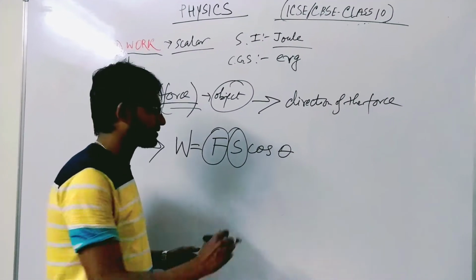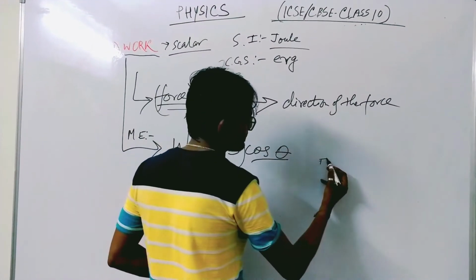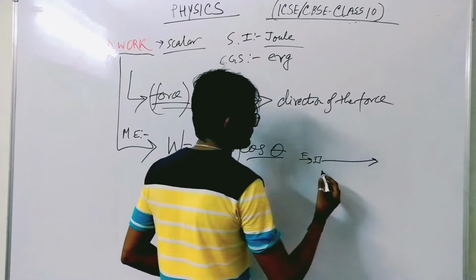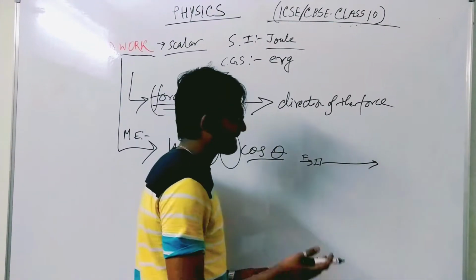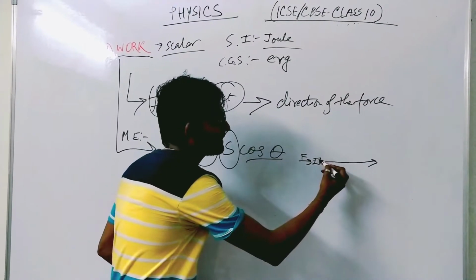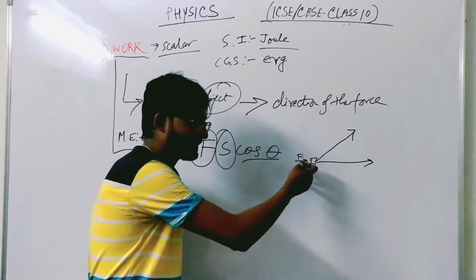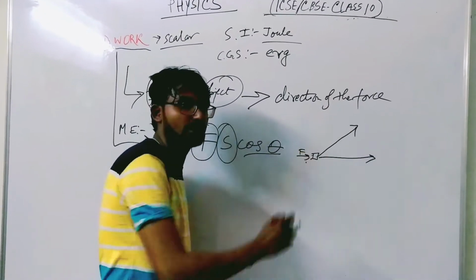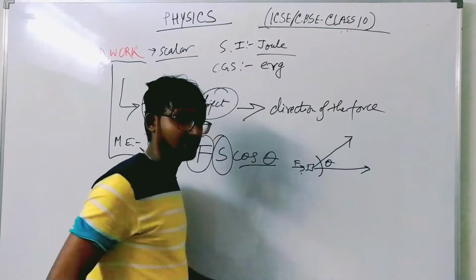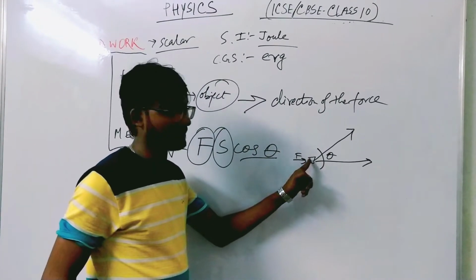So that is S, and cos theta. What is cos theta? Suppose this is an object. I am applying a force over here. It may happen like I'm kicking a football. So the football is moving through a certain angle. It may happen. But I am applying the force and the ball is also moving. So I am doing a work. So if this angle is theta, suppose I am applying force on this object.